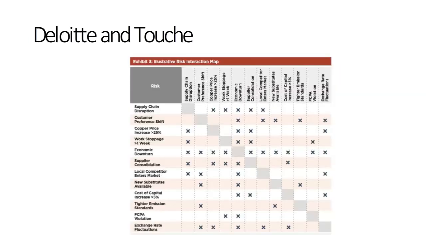Deloitte and Touche offer this example of a map that shows the interaction among the various risks profiled. Notice, for example, the economic downturn is closely related to almost all other risks. This and the following slide illustrate some creative uses of the idea of a risk map.